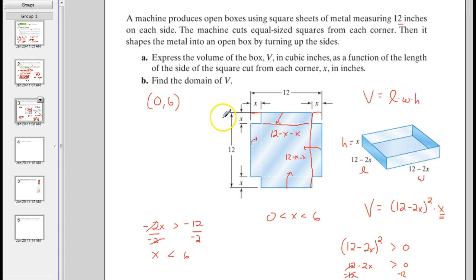We can't cut off nothing because we wouldn't have a box. And if we cut off 6, think about it. This is 12. If I cut off 6, that would be 6 gone this way, 6 gone this way, 6 gone that way. Instead of one square with the corners cut out that I could fold up, I'd end up with 4 little squares, and I wouldn't have anything that I could fold up and make a box out of. So that's why we don't include the endpoints here. We don't include 0 because we have to cut something to be able to fold something up to make a box, and we don't include 6 because that would go all the way to the middle, and then we wouldn't have anything left to fold.